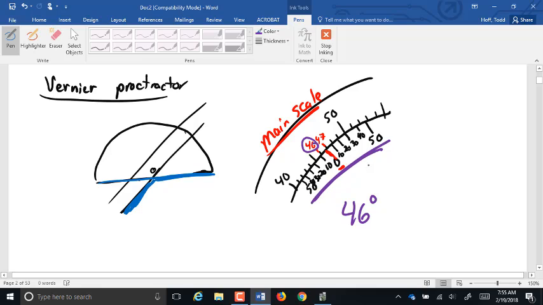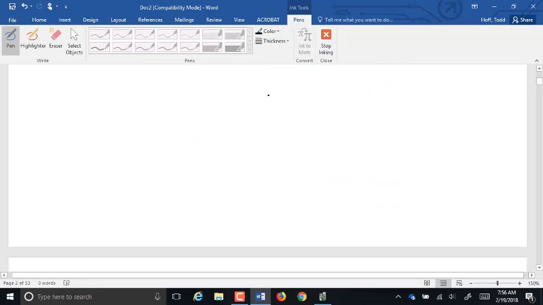What's read down here is something called minutes. Minutes are a fraction of a degree, and we'll talk about them more in just a little bit. And we look to see which one of these lines lines up with a line on the main scale. This one here appears to be the one that lines up the best. So what that's saying is 30 minutes. The symbol for minute is that single quote, like that.